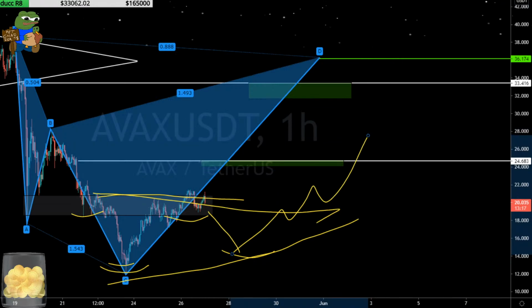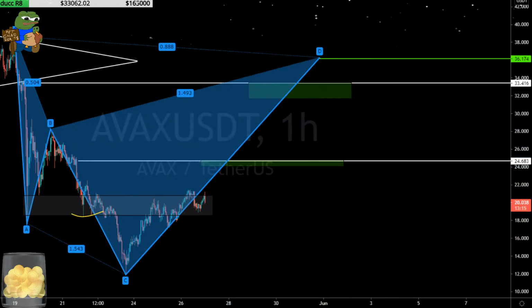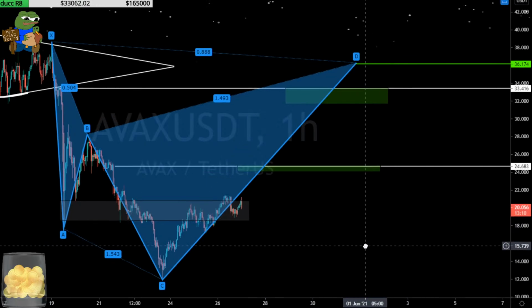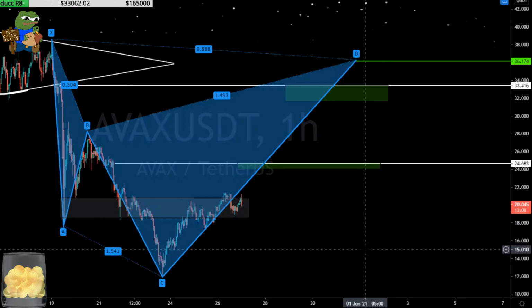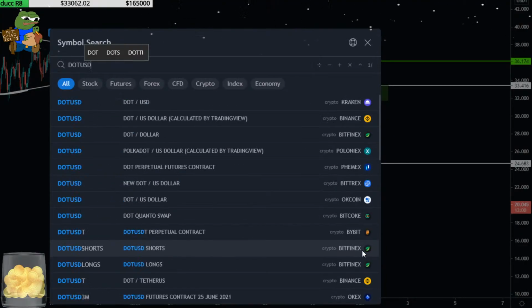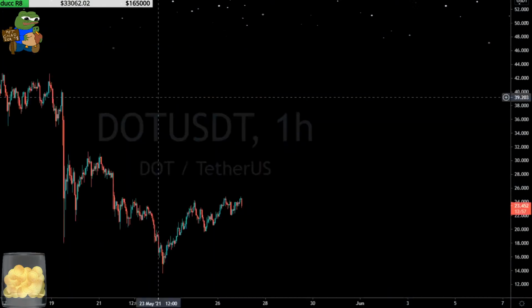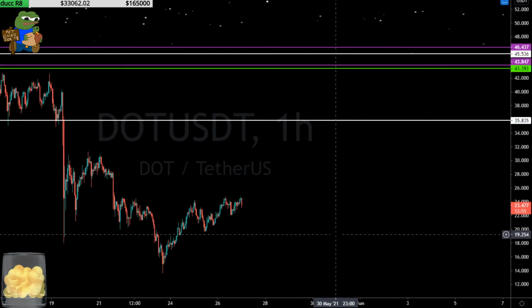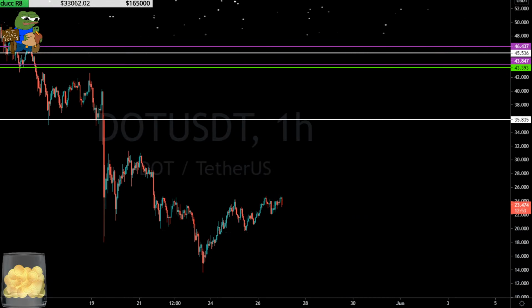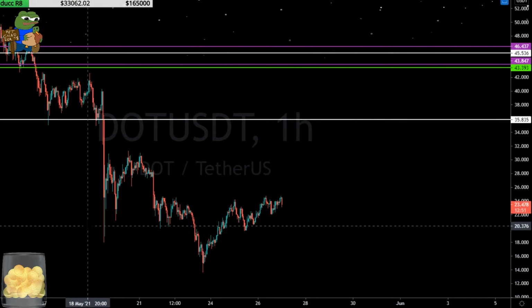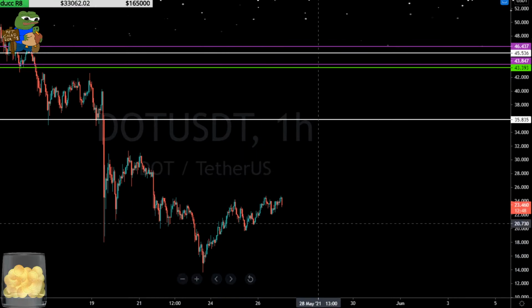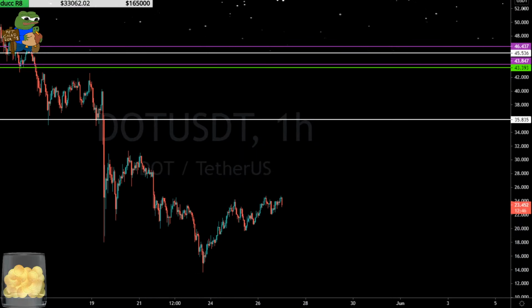Okay, so we'll just have to see here on AVAX. Again, all of these are going to follow Bitcoin. So ultimately, we just have our eyes on Bitcoin per usual, right? And if Bitcoin says that's it, then that's it. Request for DOT. I would imagine that without even looking at DOT, it looks just like AVAX. Yeah, exactly. You could hide the ticker right now, and these all look the same.